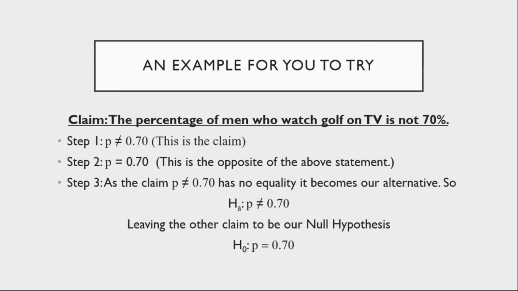So the alternative hypothesis for the scenario is that P, the proportion of men who watch golf on TV, is not 70%, leaving the null hypothesis to be the statement that the proportion of men who watch golf on TV is 70%.